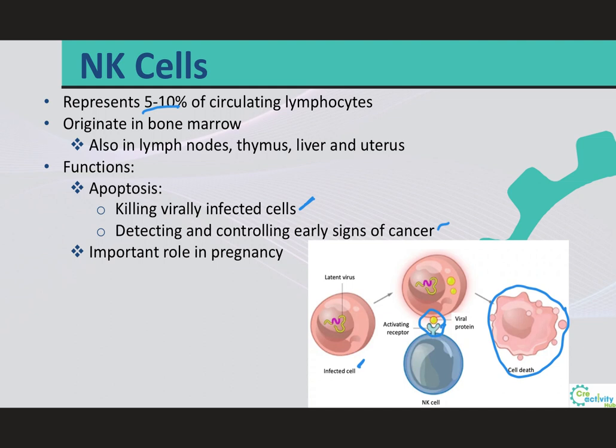Now, this continual policing of the peripheral tissues by the NK cells and the activated macrophages has been called immunological surveillance. So these cells are basically the detectives of our immune system. Now, these cells originate in the bone marrow, but they're also found in lymph nodes, in the thymus, liver, and in the uterus. In addition, some studies have shown the presence of NK cells in the placenta, and this leads researchers to believe that NK cells have an important role during pregnancy.